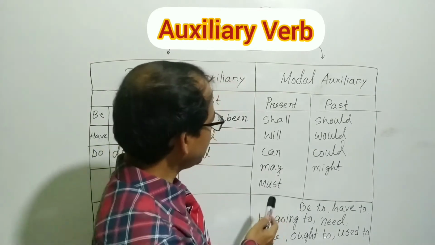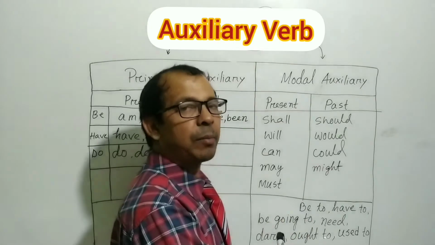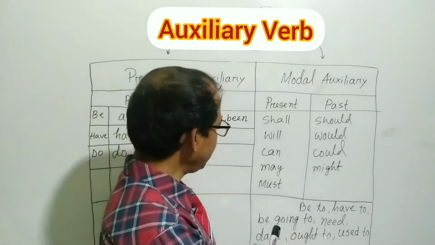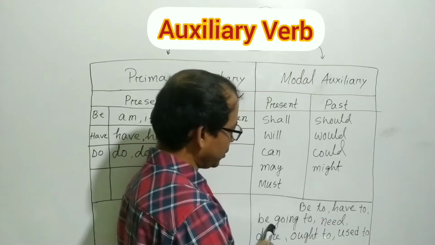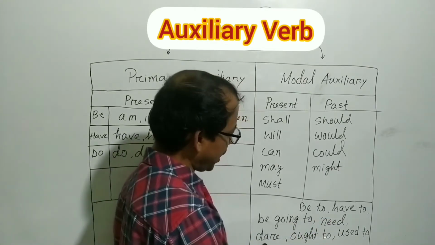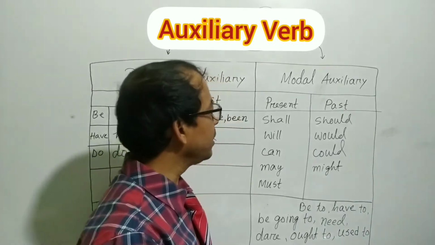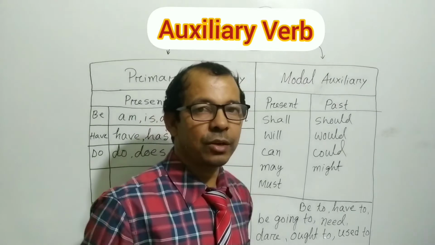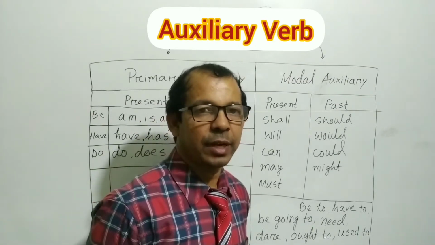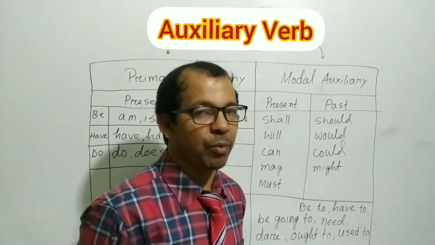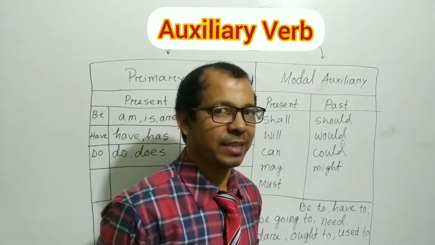My dear student, there are some extra modal auxiliary verbs, and they are be to, have to, be going to, need, dare, ought to, used to. These auxiliary verbs are very important, but you have to memorize these verbs like poems. In what way?